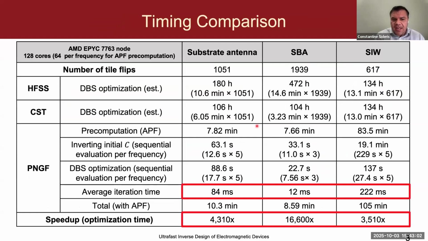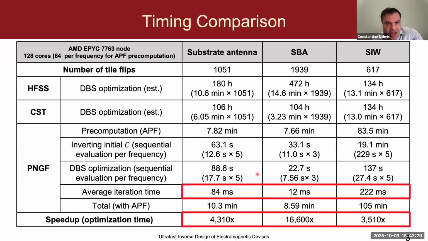If we compare the PNGF method used with the DBS optimizer against HFSS and CST, the PNGF dramatically accelerates the overall design process, as we can see here. The average iteration time for all of these designs is significantly less than a second. In fact, for the switch beam antenna, it was only 12 milliseconds for each tile flip on average.